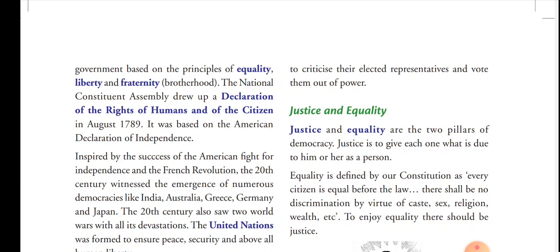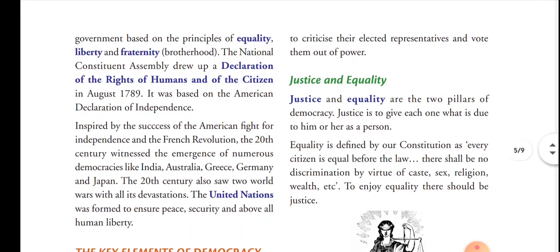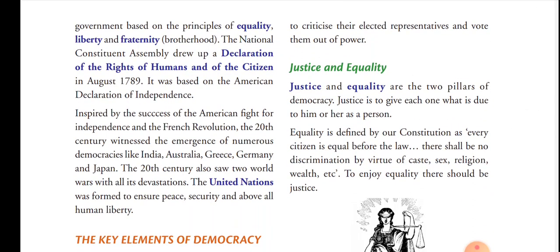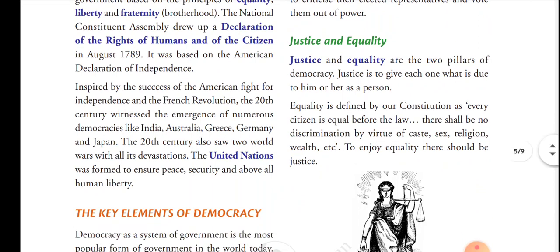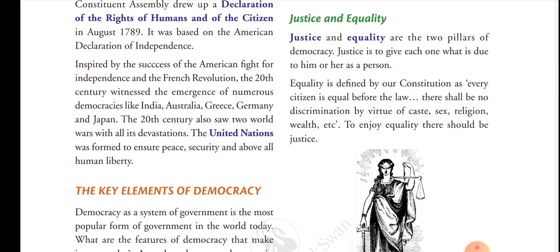And the National Constituent Assembly drew up a declaration of the rights of man and of the citizen, in August 1789. It was based on the American Declaration of Independence. And after that, the United Nations was formed to ensure peace, security and above all human liberty.